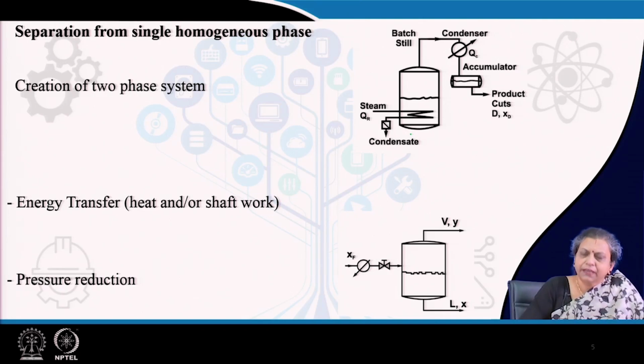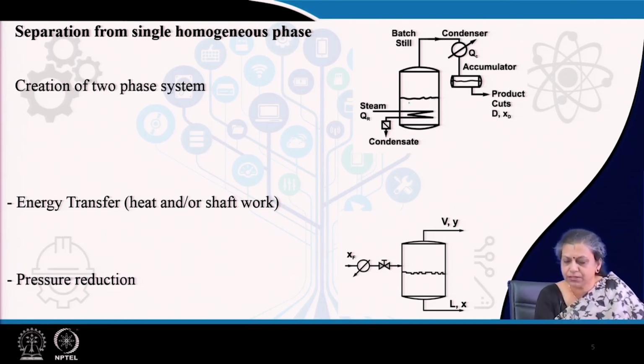One very conventional way, which is the most commonly practiced technique in industries, is by energy transfer, usually by heat transfer. What do we have? We have the mixture in, say, a particular still and we heat the mixture. We can heat it either by introducing a heating coil or by means of steam. We can heat it by any particular means. The moment we heat it, what happens? The liquid which is there partially vaporizes.